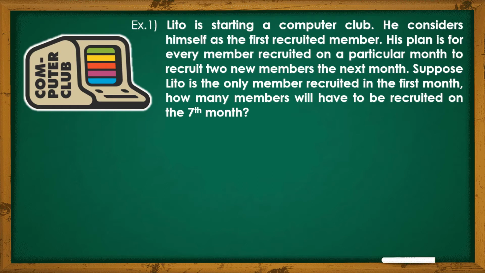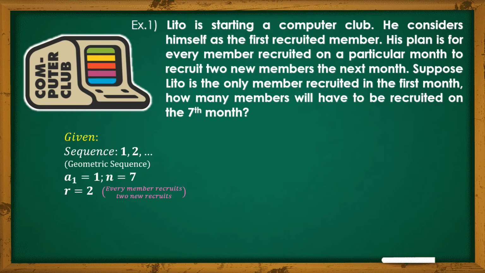Let's look at the given. Sa given, ang sequence formed ay 1, 2, and so on and so forth. So, paano natin masasabi that it is a geometric sequence? Take note, the common ratio is telling us that every member recruits 2 new recruits. For every member, dalawa yung namumultiply. Now, meron tayong n equals 7, dahil ang hinahanap natin is yung number of members on the 7th month.